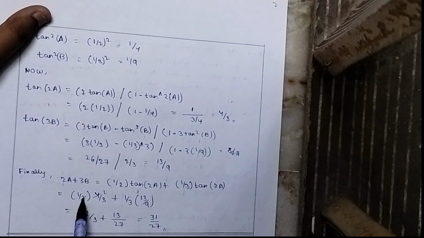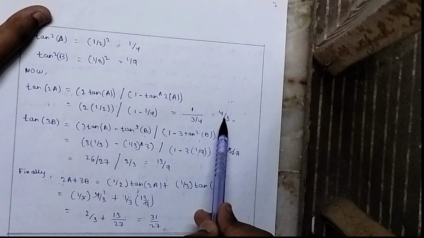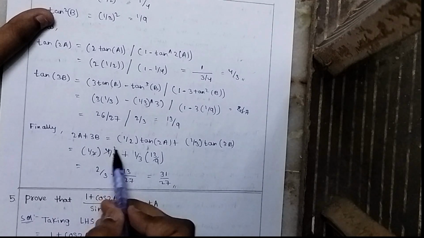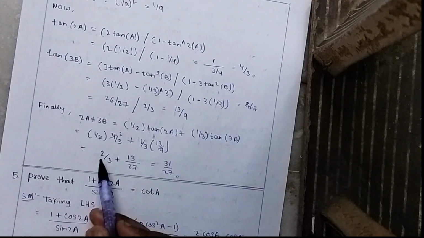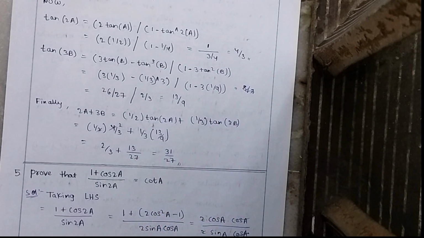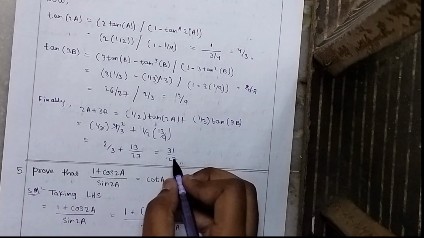That means half into tan 2a plus 1 by 3 into tan 3b. So that means 1 by 2 into tan 2a, whose value is 4 by 3, plus 1 by 3 into tan 3b, whose value is 13 by 9. Now 2 cancels 2 into 2. So 2 by 3 plus 13 by 27. So the value is 31 by 27. The 2a plus 3b value is 31 by 27.